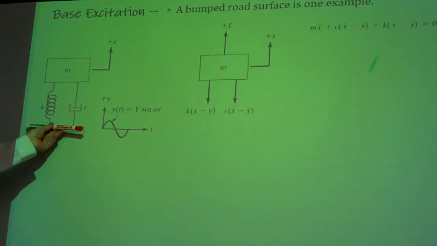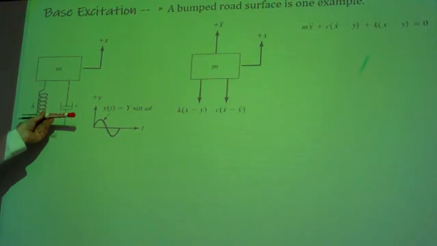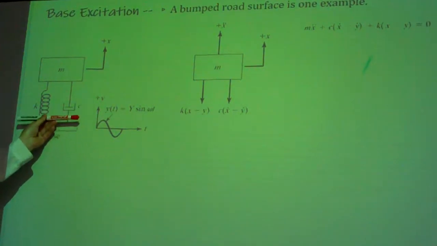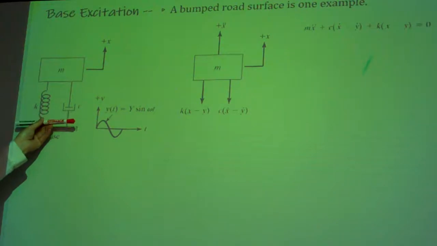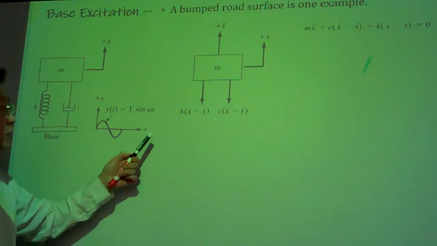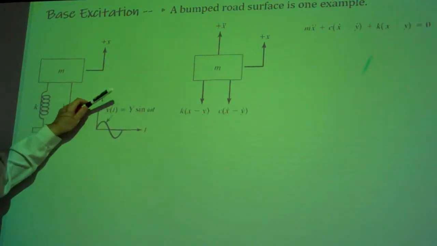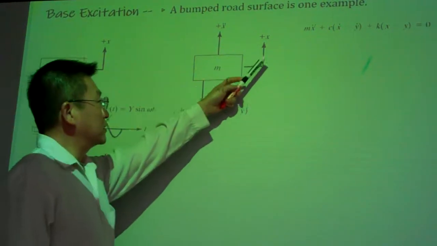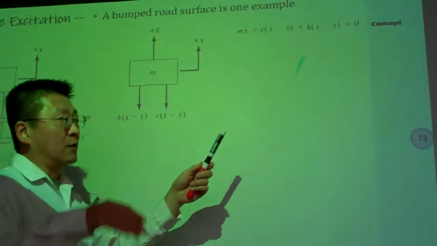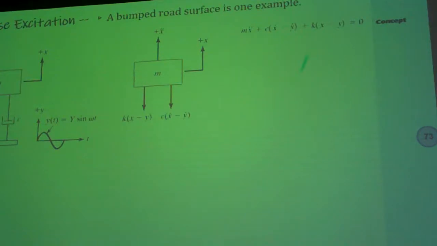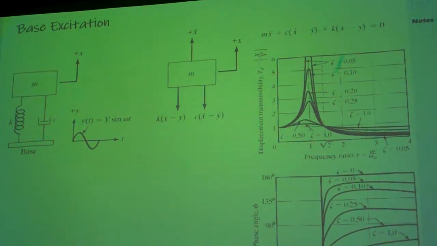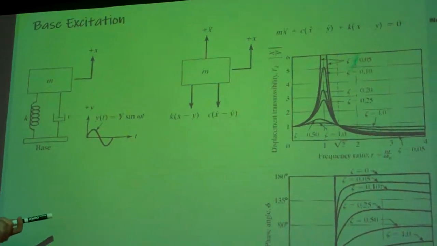We assume the base is not fixed, but is oscillating as a function of y sine omega t. Basically that's a harmonic oscillation of the base. And the equation of motion, considering the base excitation, basically has this form. Here y dot represents the dynamics of the ground. And then we come up with the formulations.